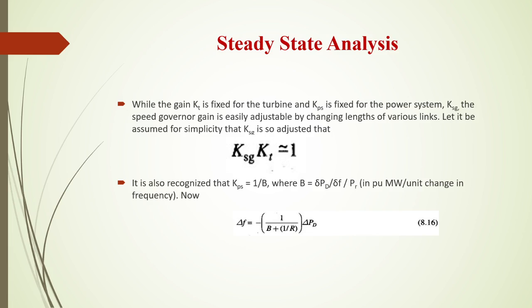This equation, delta F is equal to minus 1 by B plus 1 by R into delta Pd, gives the steady state change in frequency caused by changes in load demand. Speed regulation R will be adjusted so that the change in frequency is small, of the order of 5% from no load to full load. So a linear incremental relation can be applied from no load to full load.